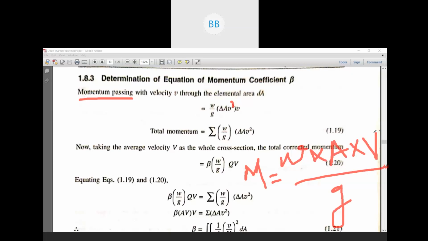Because of this velocity, we will multiply by a coefficient called beta. Our aim is to find the expression for this beta. This is area into velocity, so that's why they have written Q. We know Q equals area into velocity. You can write area into velocity also, so it is better that you write area into velocity, and don't write Q. So this is mass, again multiplied by velocity, so mass into velocity for momentum.